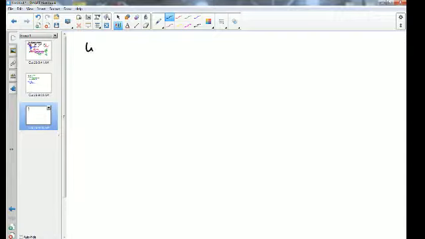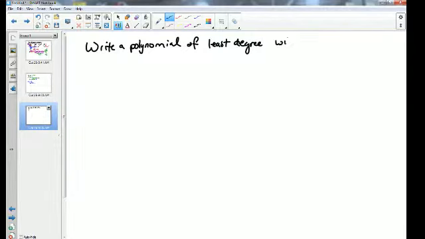A polynomial of least degree, roots 2, 4i.